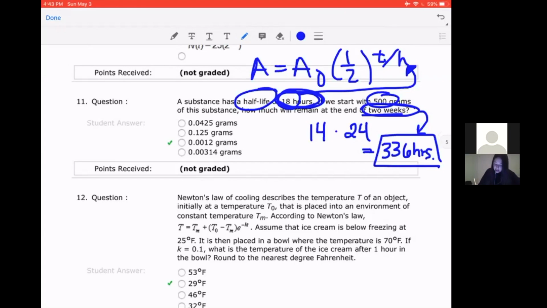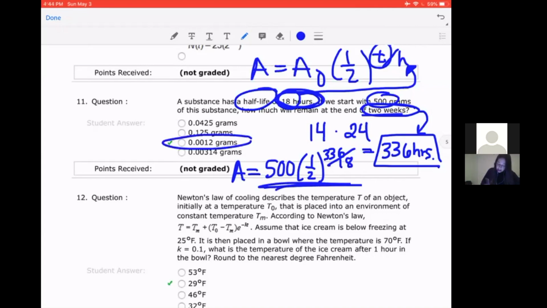You have to make sure you're in the same units. So how you would set this up is A equals, we start with 500 times 1/2. The total time T is 336, and then the half-life is 18. So this is what you would put into the calculator, and that's how we get the 0.0012.